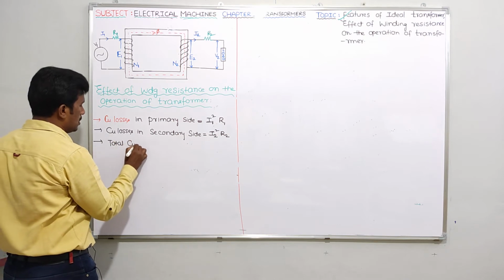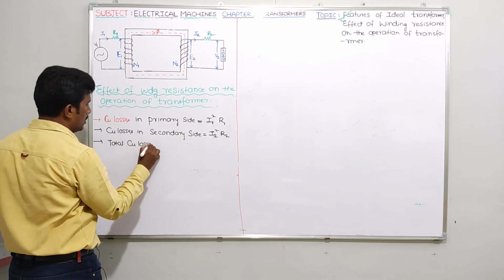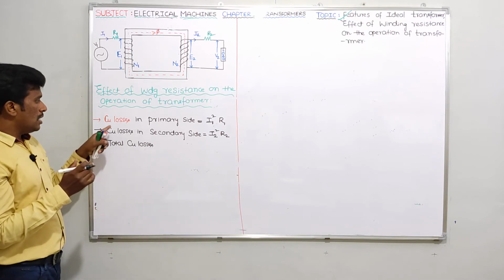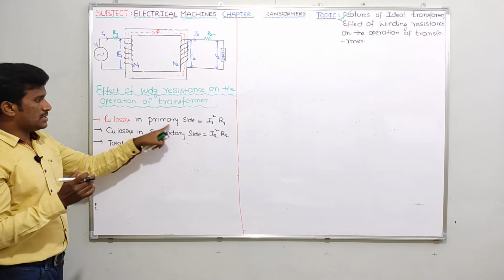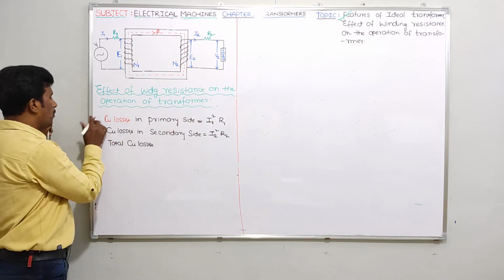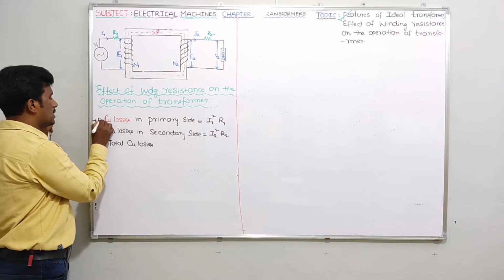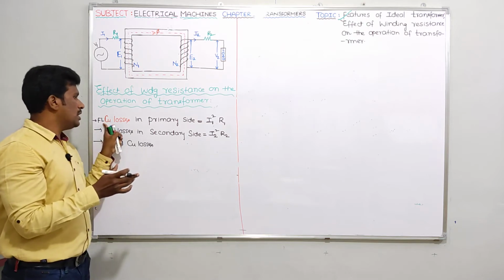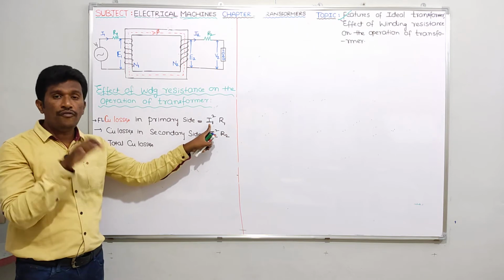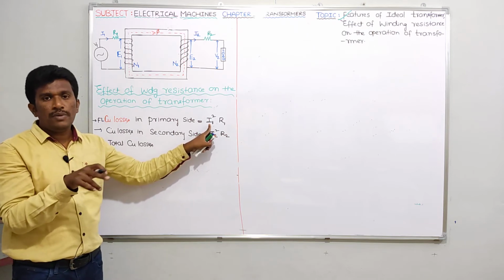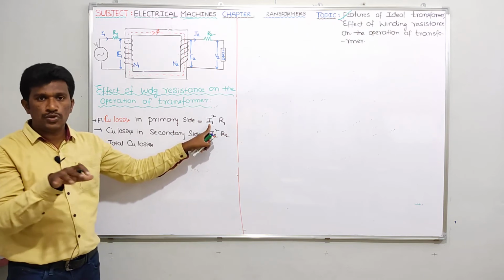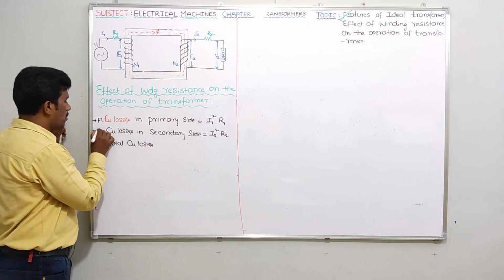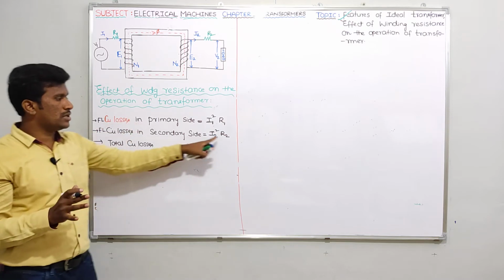Tell me total copper losses in transformer. You should use one small term here guys. I am writing copper loss in primary side. To be frank, you should write full load copper loss in primary side. What is the reason? Copper loss depends on load. Example, full load means you should take current I1. Half load means I1 by 2. One by fourth load means I1 by 4. Like that you should take. Similarly here also, secondary side full load copper loss means I2 square R2.